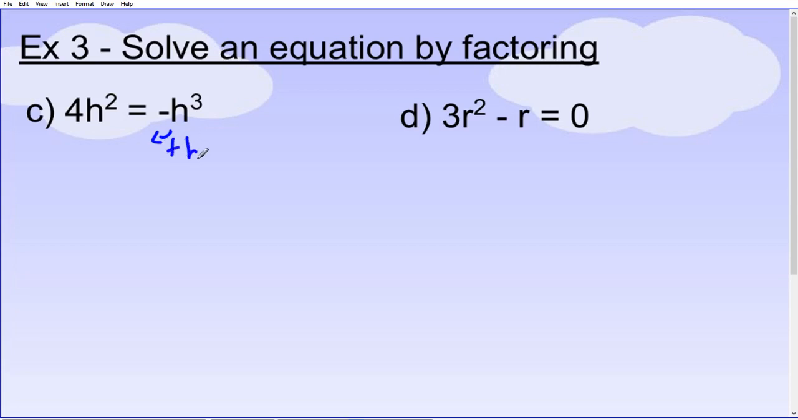I'm going to add h cubed to both sides. No, you cannot add these together. These are not like terms. This is an h cubed. That is an h squared.